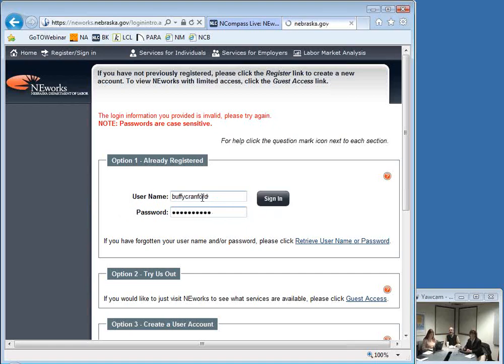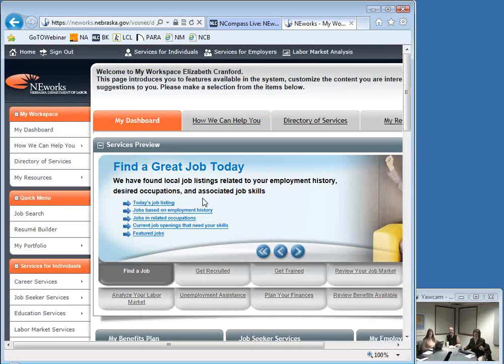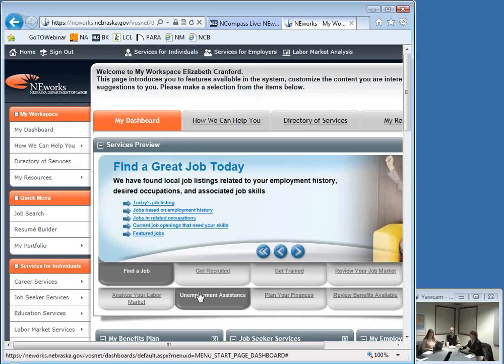Sometimes my fingers are faster than NEworks. There we go. I was just missing a digit. The great new thing is we have a brand new dashboard in NEworks to make it a lot more user-friendly. We've always had the menu here at the left side, this orange and black design. With the new version, we have new tabs that take people directly to what they want to do. For example, in this one, finding a great job today, we have their local job listings. When they register, they usually register according to their zip code, to determine where they want to search for jobs. So if I want to look at today's job listings, I could follow this hyperlink.